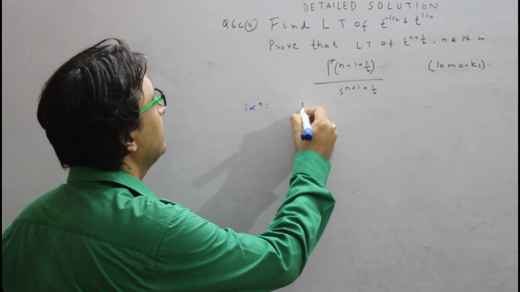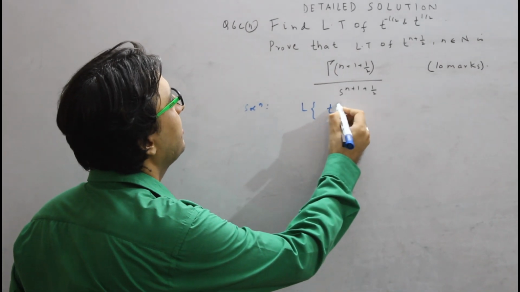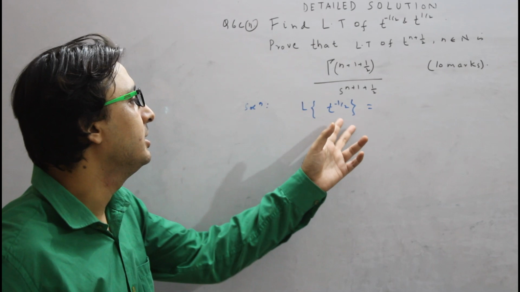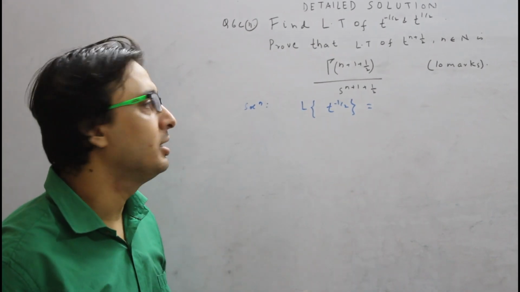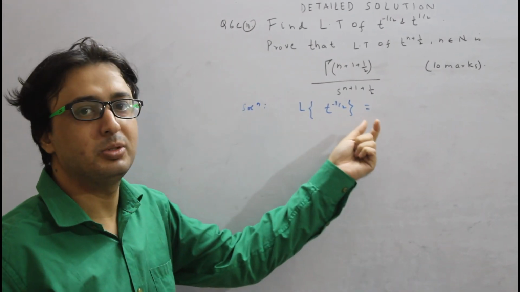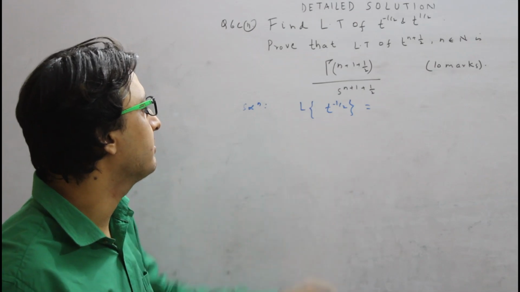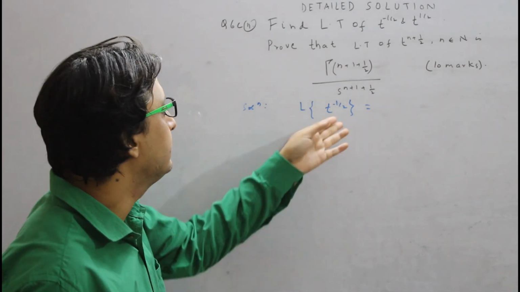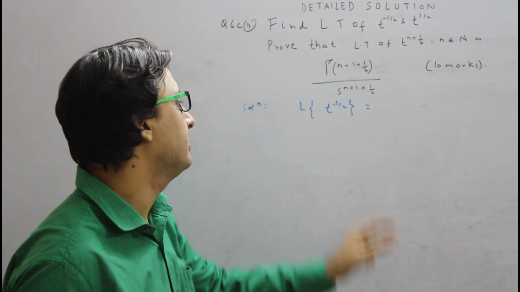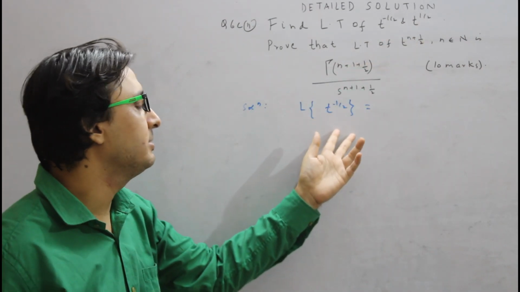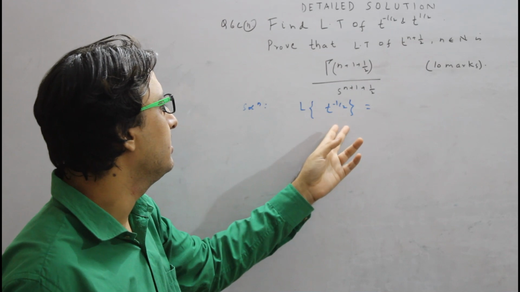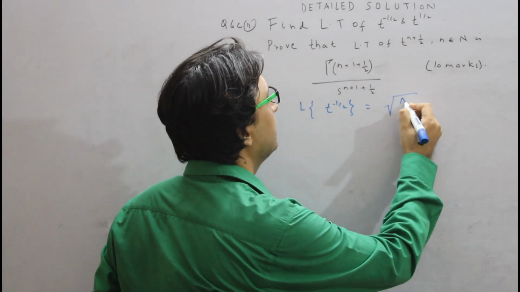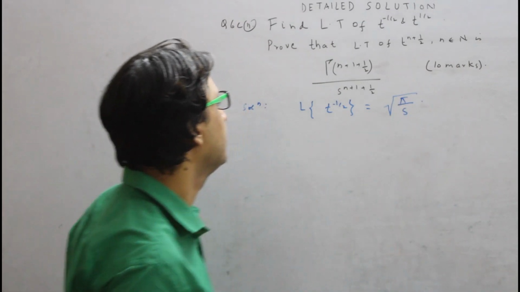Now, when we have to find the Laplace transform of t to the power minus half, this we have solved in our lecture series on Laplace transform, that is lecture number 2. We have solved this question from the basic fundamental definition. If you want to see from the fundamentals, you can watch our video number 2 on Laplace transform, and its answer is root pi by s.